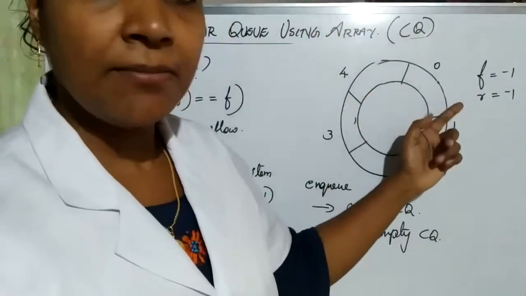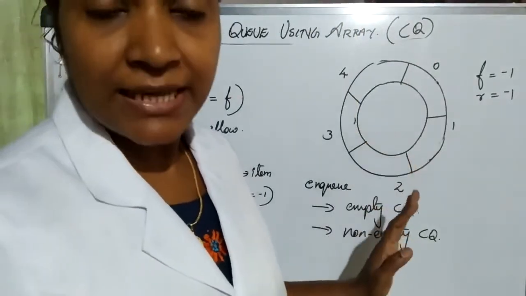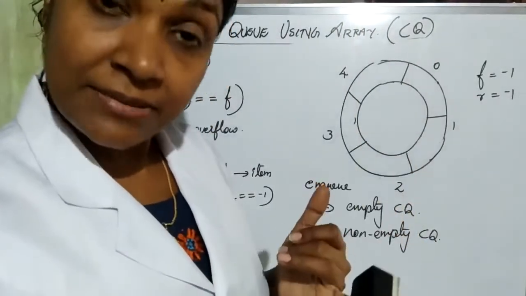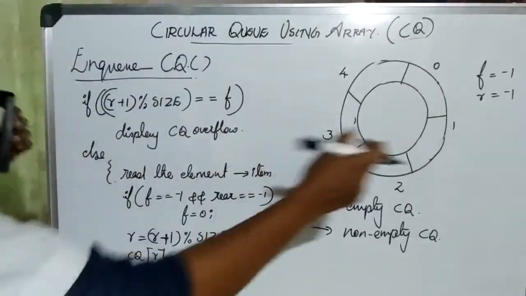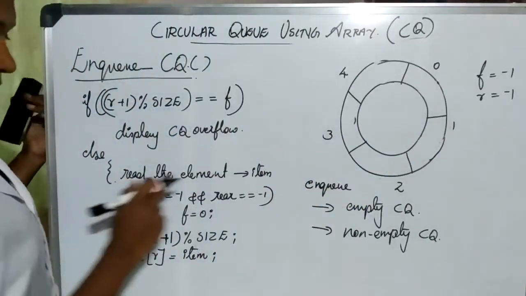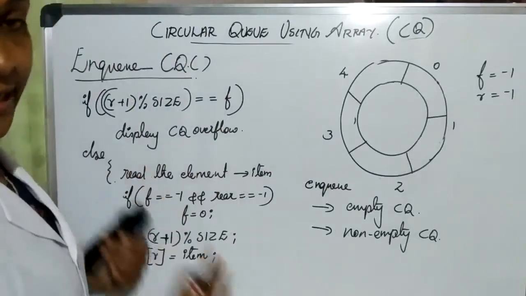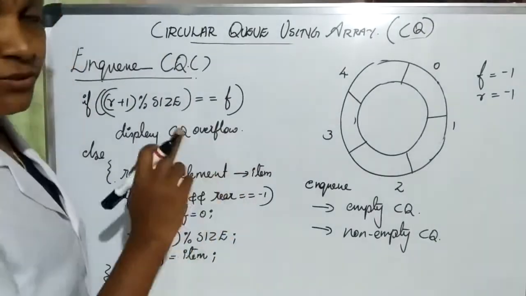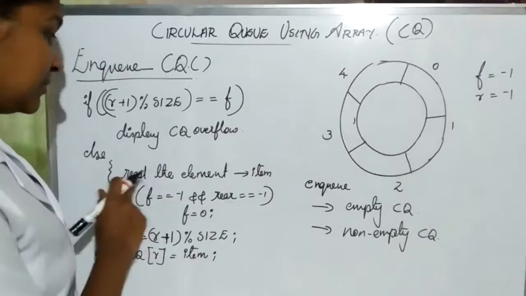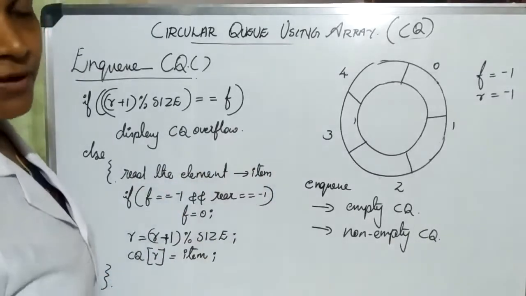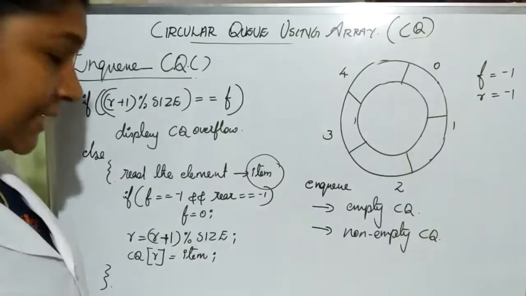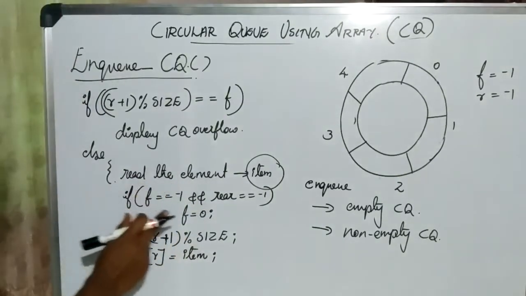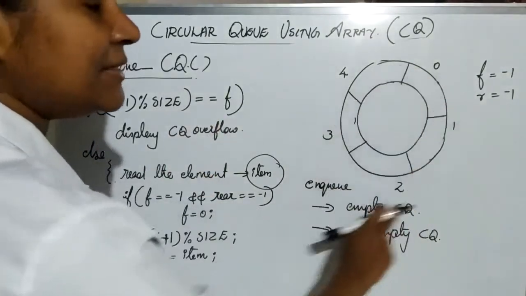That is, we need to increment the value of rear in all the cases, whether it is an empty circular queue or a non-empty circular queue. So, right now you consider the situation. If NQ is possible, then we need to get the element from the user. So, the first part is to read the element from the user and store that element into a variable known as item. Then, let's check whether the queue is empty or not.